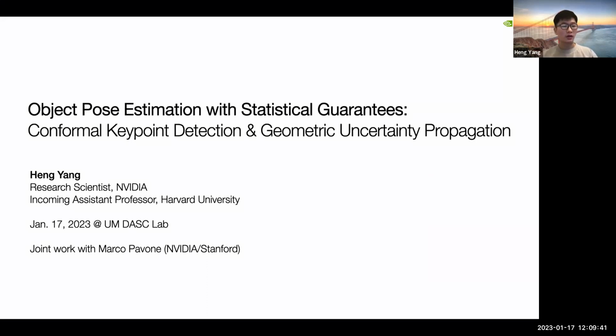So today I'll talk about my recent work done at NVIDIA with Marco, and the title of today's talk is Object Pose Estimation with Statistical Guarantees. There are really just two techniques that we are using here. The first one is called conformal keypoint detection, which I'll briefly describe. The second one is geometric uncertainty propagation, and that one is really the one that I want to dive into a little bit today.